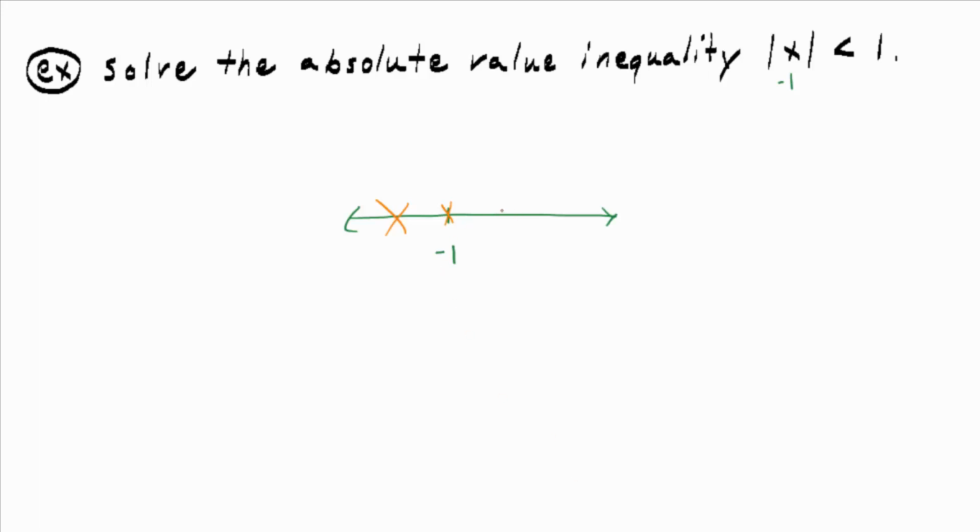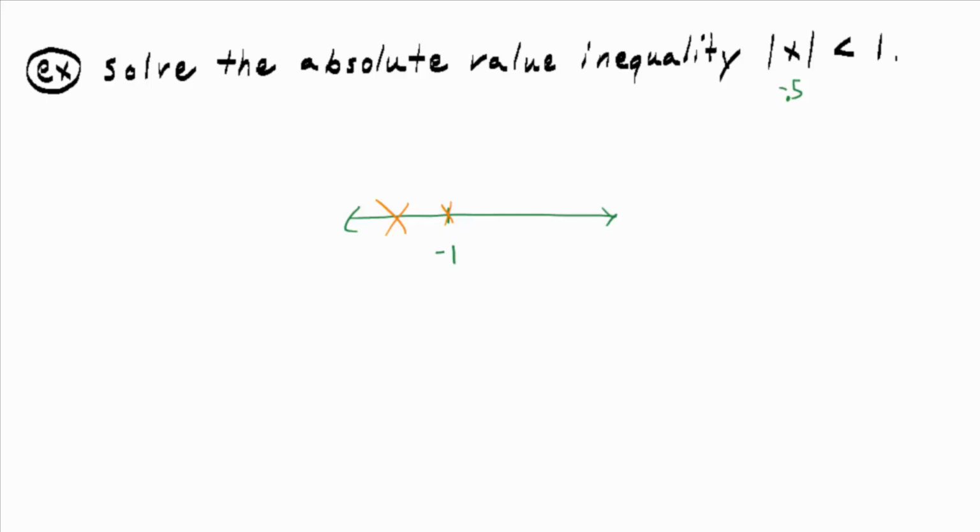What about negative 0.5? Would that work? Yeah, sure. If you plug in negative 0.5 for x, take the absolute value, you get 0.5, which is less than 1. So that's not a problem. What about 0? Yeah, absolute value of 0 is 0, less than 1. What about 0.99? Does that work? Yeah, the absolute value of 0.99 is 0.99, which is less than 1. What about 1 itself? Doesn't work. What about 1.2? Doesn't work.